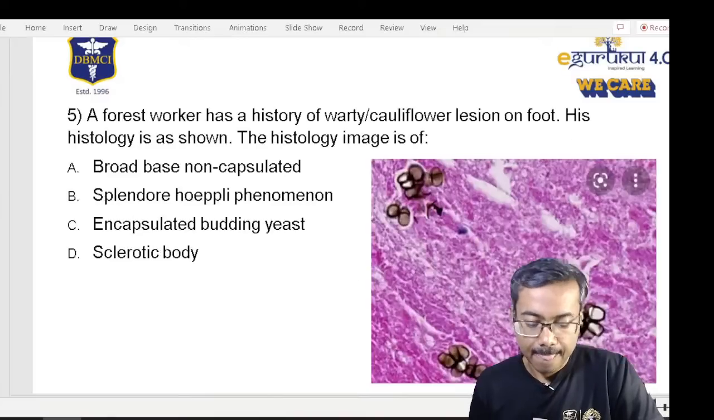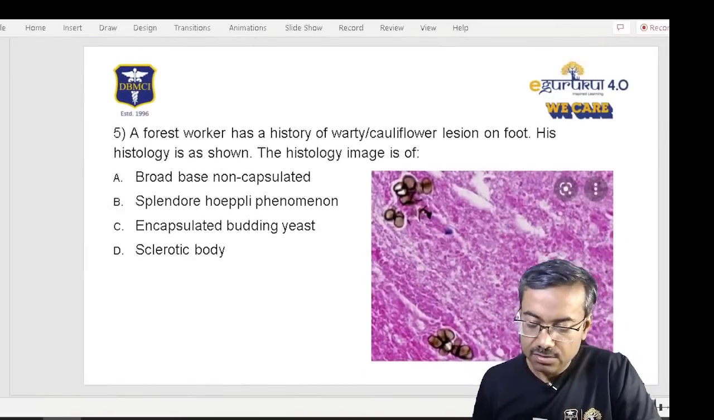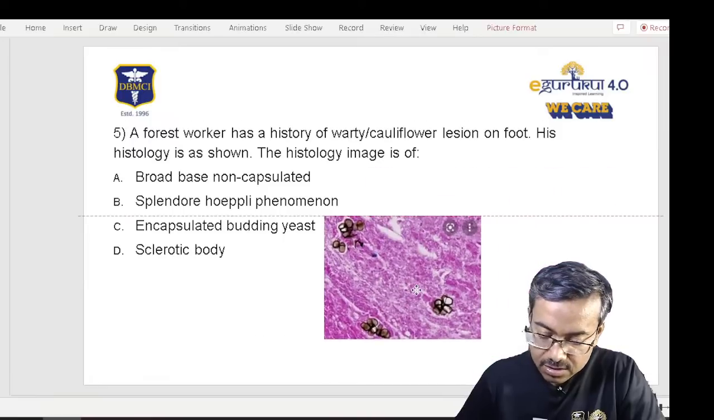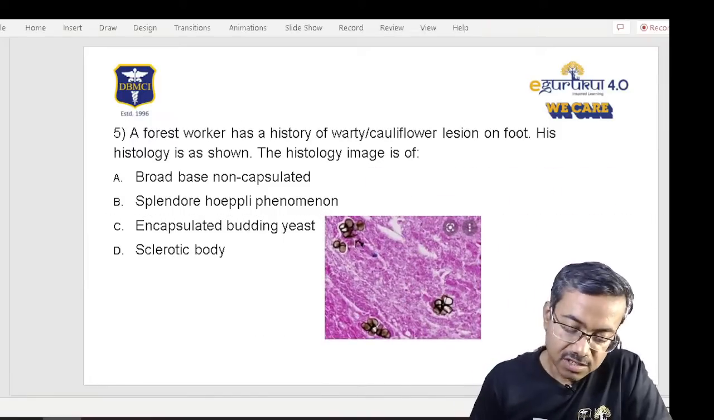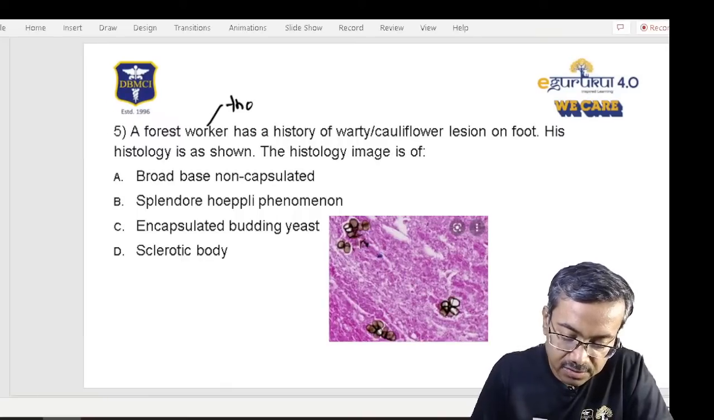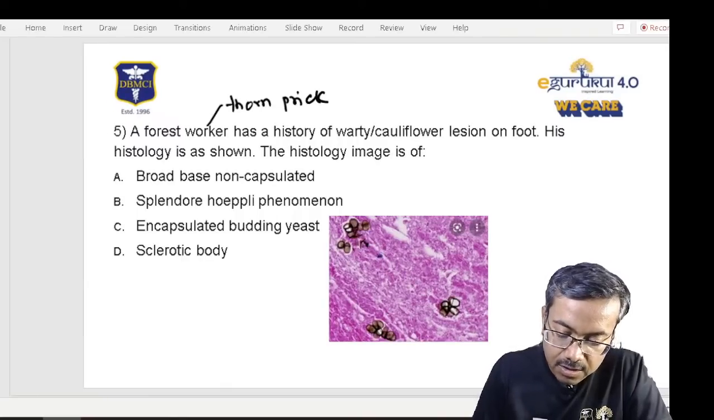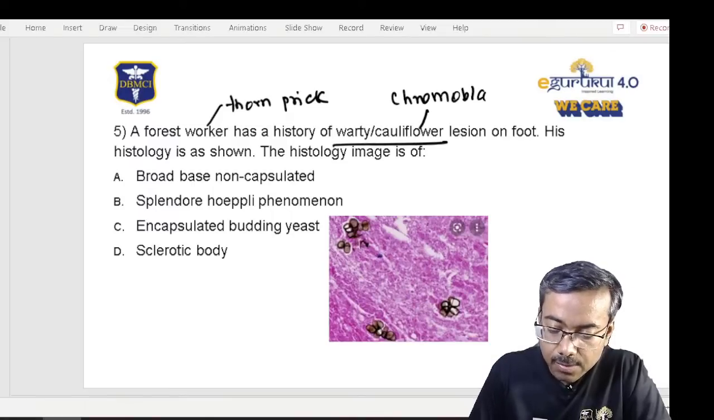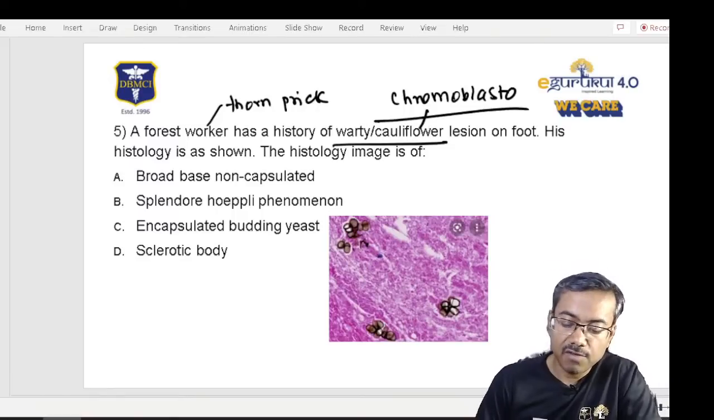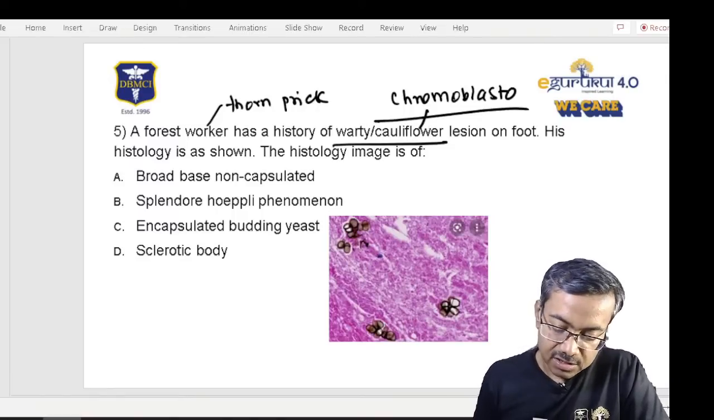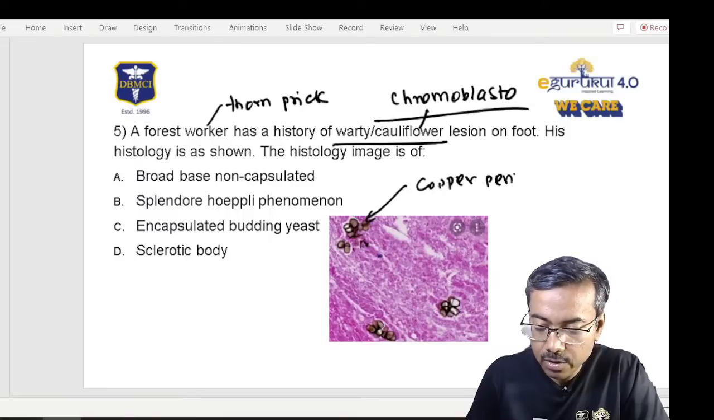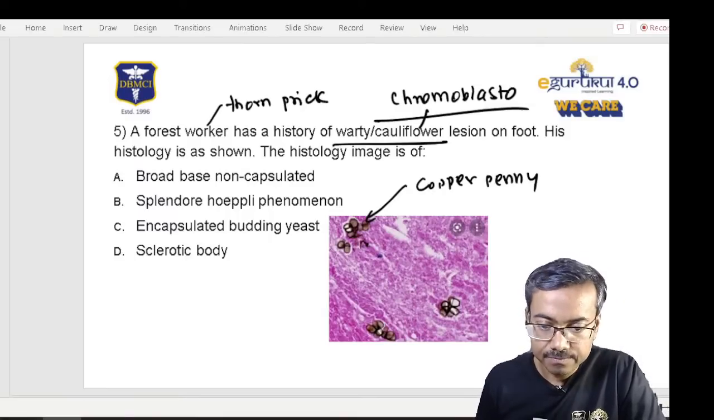Okay. Now, this question, let me just take it up for us here. Now, a forest worker, again, you can see this thorn prick stuff. History of warty cauliflower would mean chromoblastomycosis. Chromoblastomycosis usually comes with cauliflower like masses on the foot. Histology is nothing but again the same copper penny. So copper penny has been a very common question. I think you should really prepare for it well.